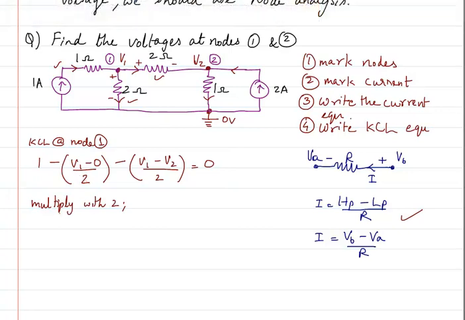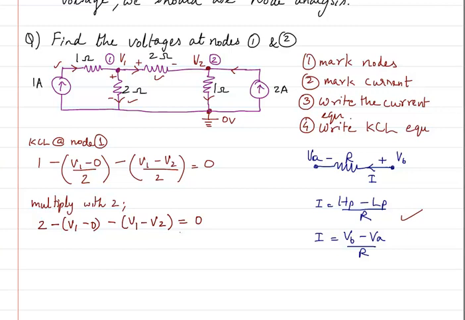So let me write it. If I multiply with 2, the first one I will get 2. The second one, when I multiply with 2, the denominator will get cancelled, so I will get minus V1 minus 0. And the second equation, again when I multiply with 2, the 2 in the denominator is cancelled, so I will get V1 minus V2 is equal to 0 into 2, which is 0 itself. So now I have done away with the denominator.